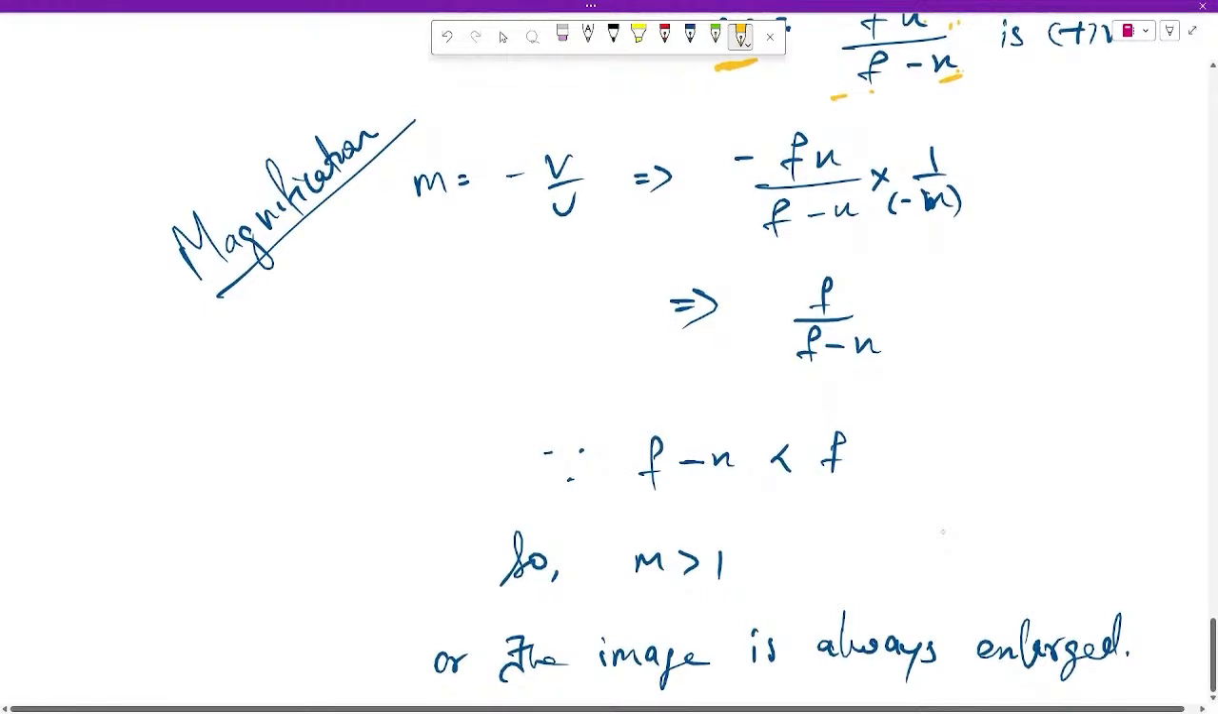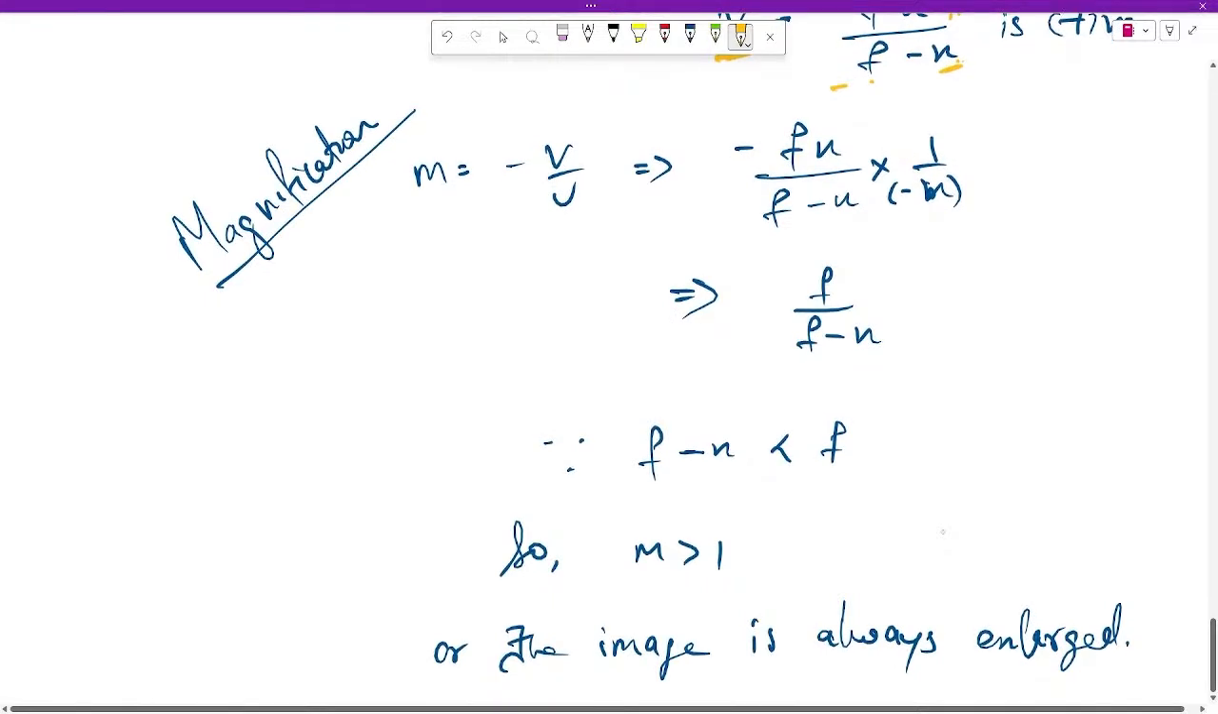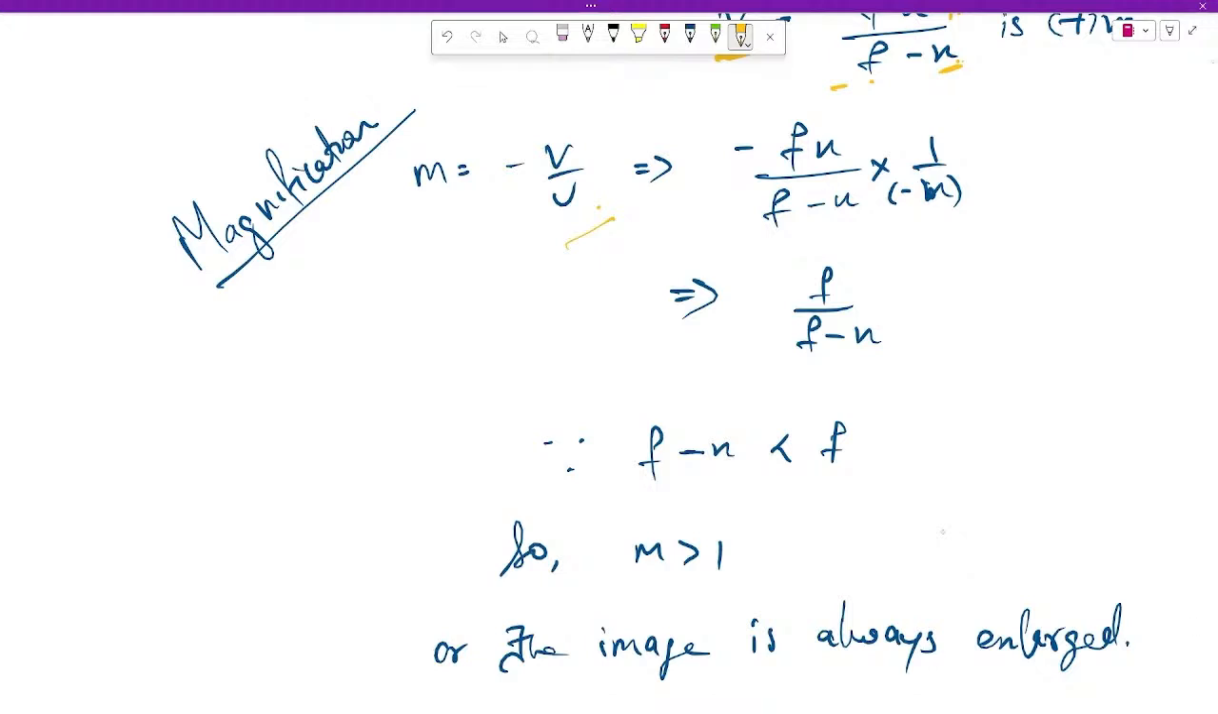Now let's comment on the magnification. Substituting the values of v and u in the magnification formula, we will get the value of m as f by f minus x. Now since f minus x will always be less than f, the value of m will always be greater than 1. Here you should mark that I have used the sign convention for x, so x will always be positive over here. That is why f minus x will always be less than f.